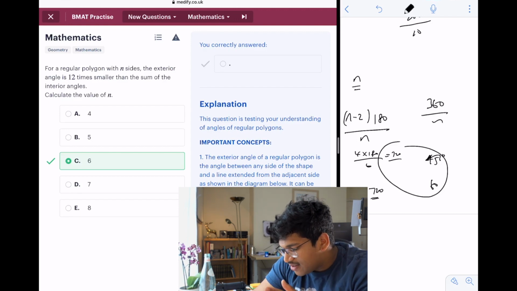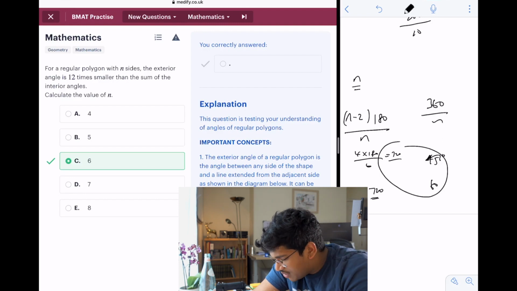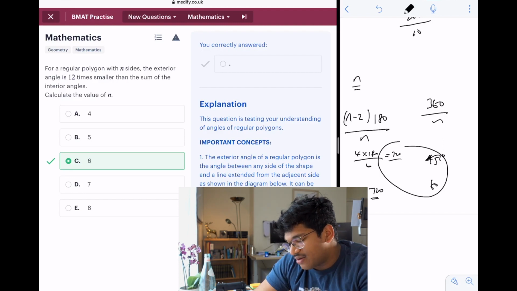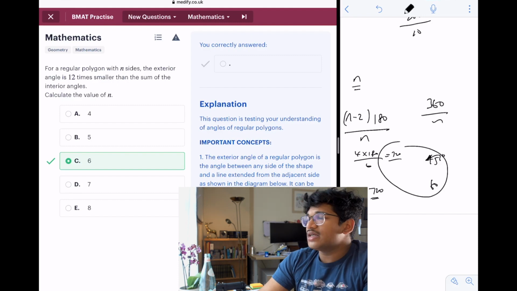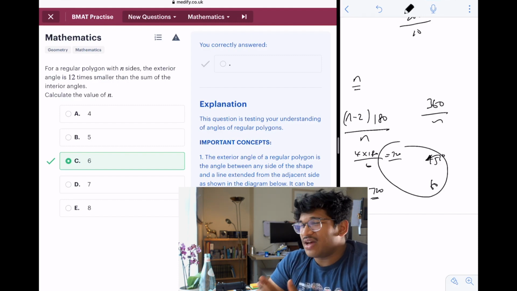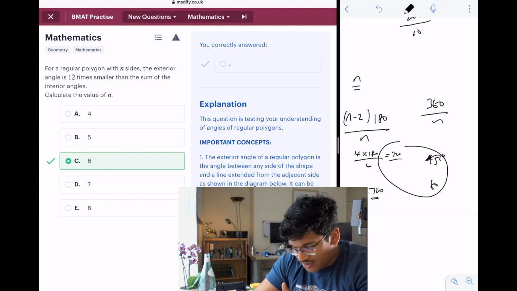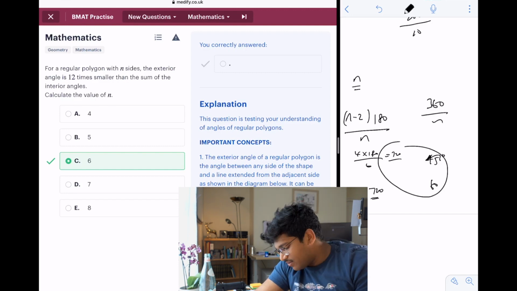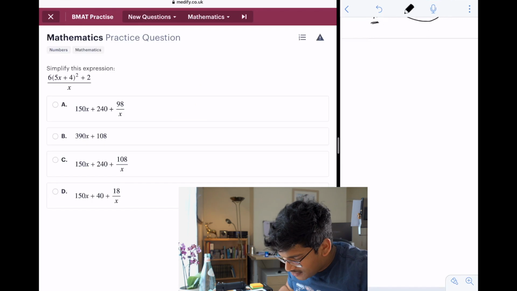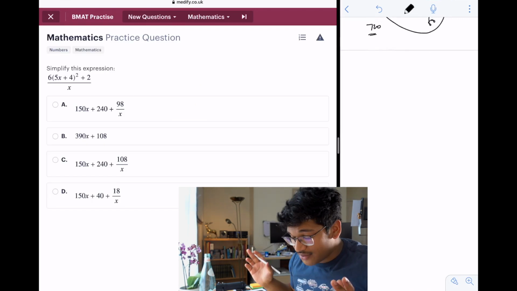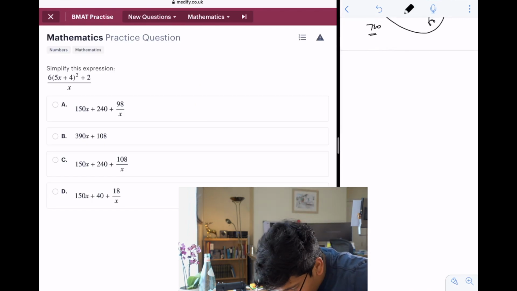Whereas for 8 sides, the exterior angle would be 45 we worked out, which means the interior angles must add up to about 900 degrees, which seemed a bit iffy to me, so I just tried 6 and it worked. Cool. Yeah, that wasn't the best of mathematical methods there, but I still got the right answer.